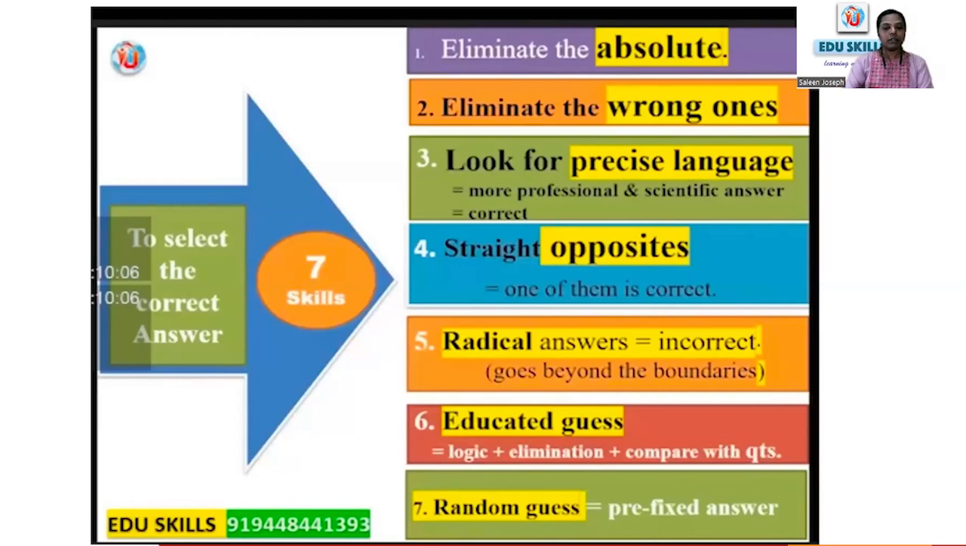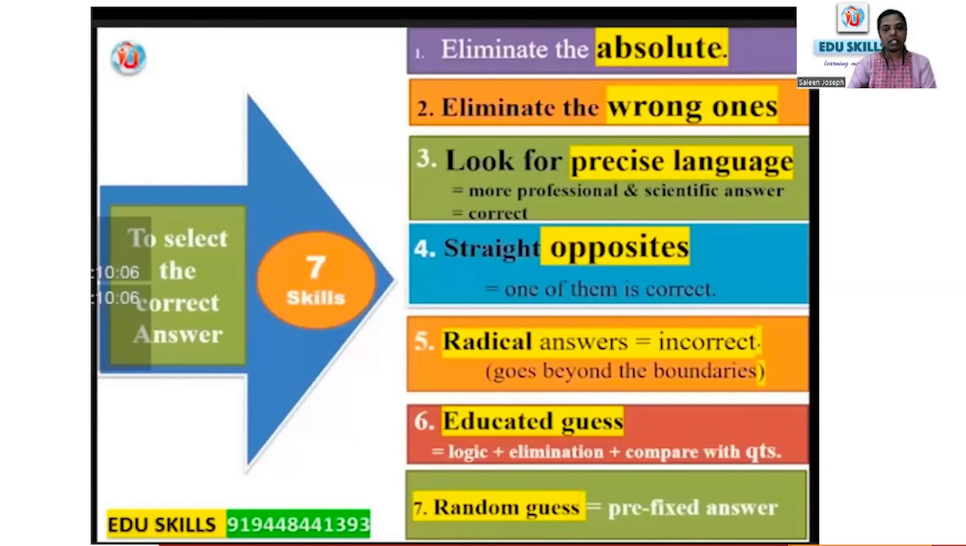And then the 5th one is radical answers. Radical answers go beyond boundaries. It is like a fantasy, something you can't even imagine, just giving you a vague answer. Using our common sense, we think it is not at all possible, so those answers you can just eliminate.